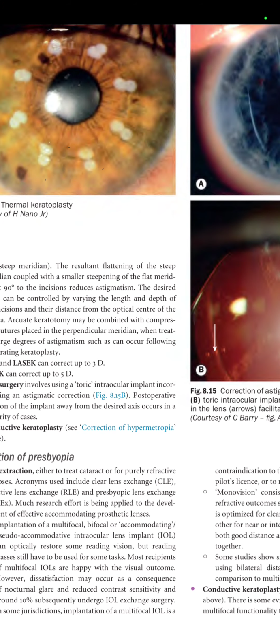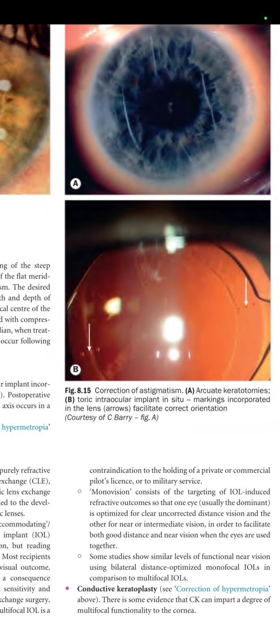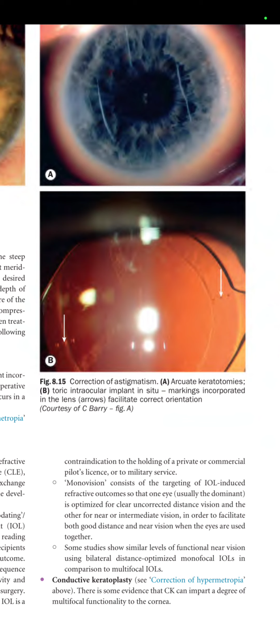In some jurisdictions, implantation of a multifocal IOL is a contraindication to holding a private or commercial pilot license or to military service.